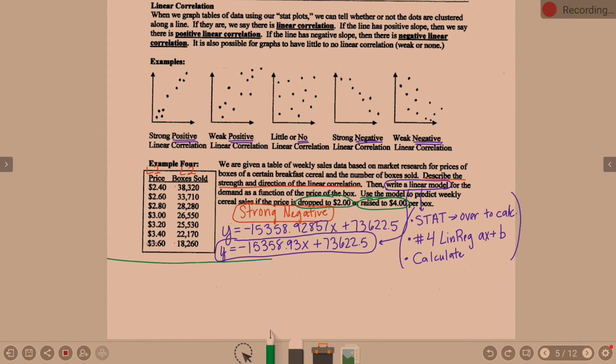Okay. Short of it, yes. We're going to plug those numbers into the equation. Now, there's 2 different ways you can do this. Okay? So first x value we're going to use is x equals 2, yes? So you can just plug it into the negative 15,358.93 times 2 plus 73,622.5.